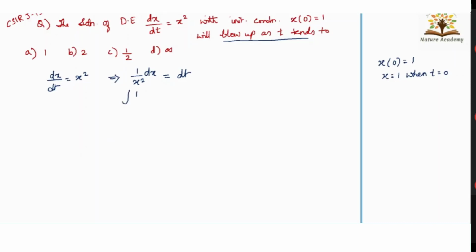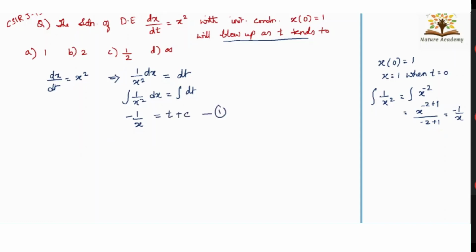Integrate both sides. Integral 1 by x square dx equal to integral dt. 1 by x square, you can also write as x to the power minus 2. Then x to the power minus 2 plus 1 by minus 2 plus 1 will lead us to minus 1 by x. So it's better to remember this type of simple integration. Integral 1 by x square is minus 1 by x. So minus 1 by x is equal to integral dt, which is t plus c. Let this be equation 1.